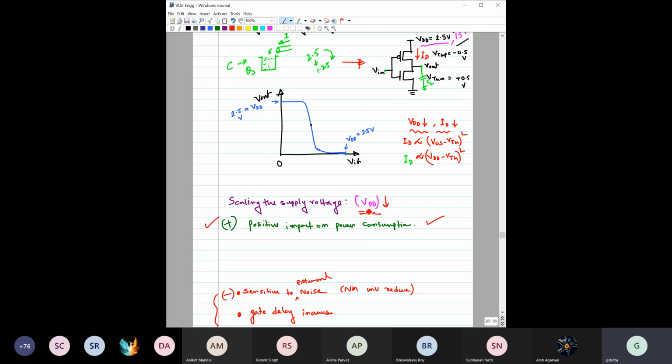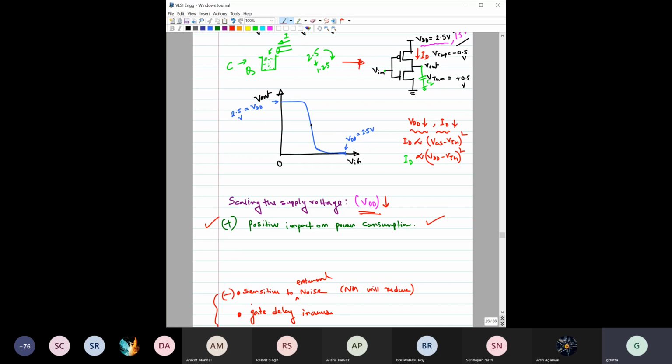So there, the reduction of VDD would be the major thing. But at the same time, we should also know, when you are reducing this VDD, what the negative impacts are. We have to find some common ground: what noise level is acceptable to us, what gate delay is acceptable to us, and what power consumption level is also acceptable. It's basically a trade-off between these things.